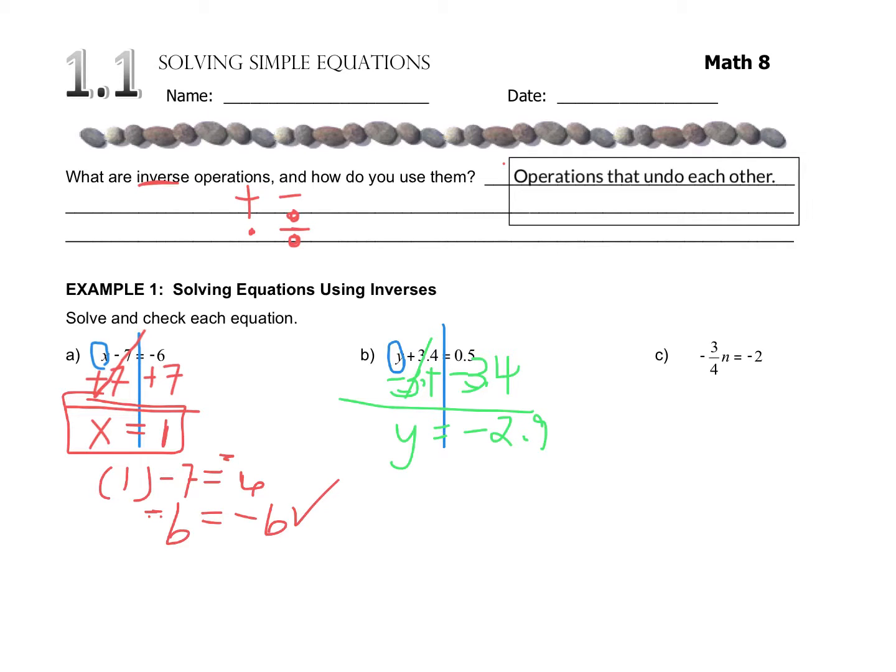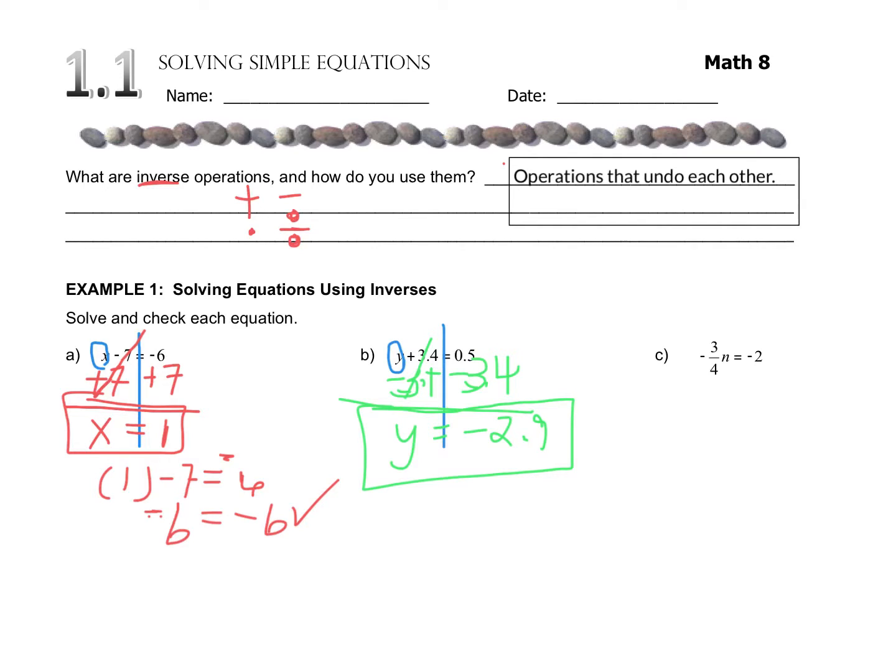And again, how do I know that's correct? Well, if I plug it in, I would get negative 2.9 plus 3.4. Does that equal 0.5? It does work. That would tell me that I do have the right answer.